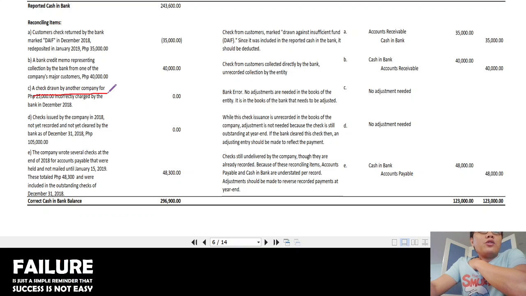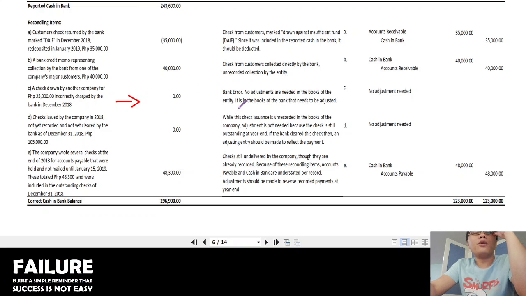A check drawn by another company, 35,000, incorrectly charged by the bank in December 2018. So, anong nangyari dito? Merong cheque, okay? Cheque ng ibang company, kapareho lang ng pangalan siguro natin, na properly withdrawn sa bangko. Ang mali is that ang bangko ni-withdraw niya sa account natin. So the point is, hindi natin ito na-record kasi yun nga, hindi ito transaction.